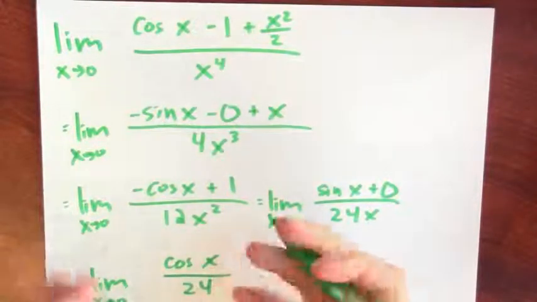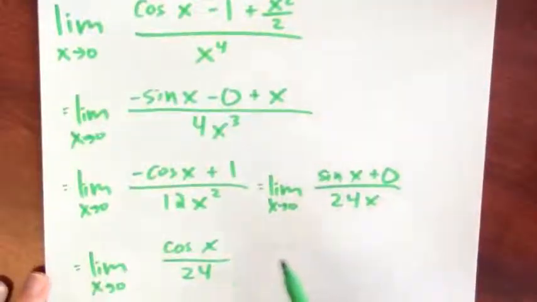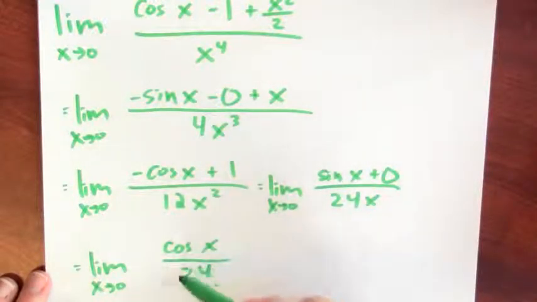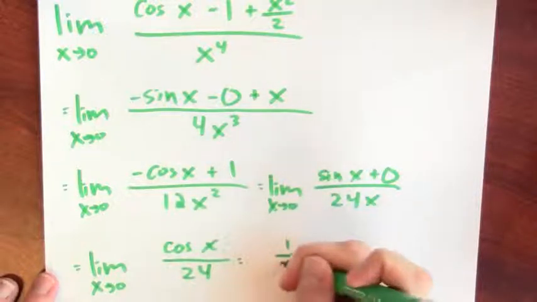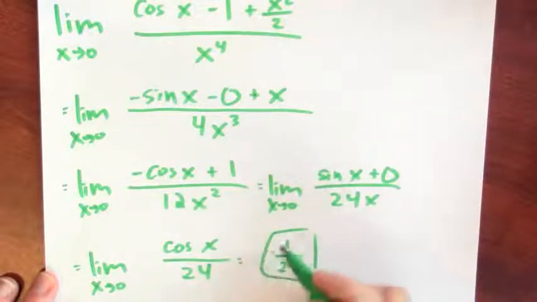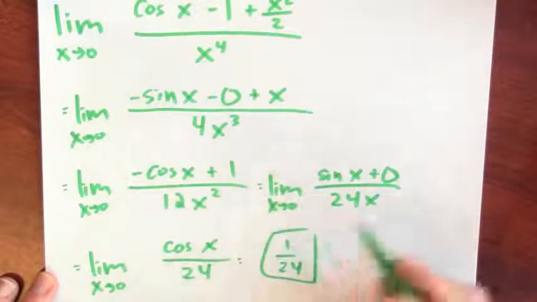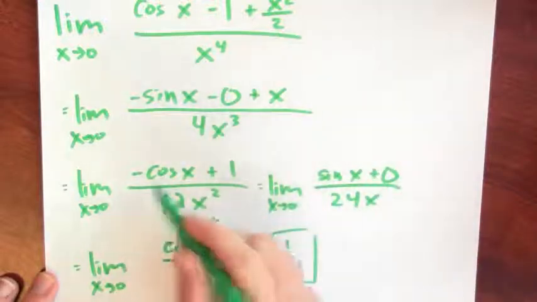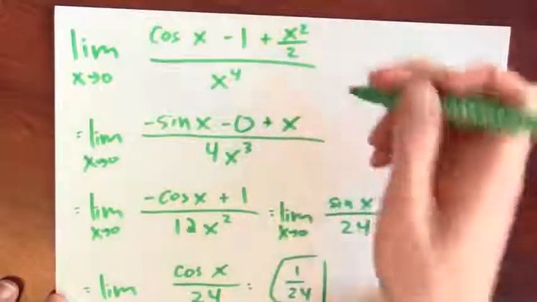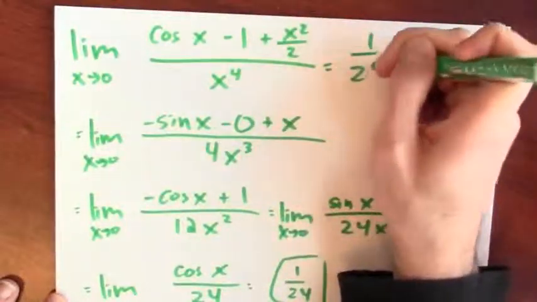It's just 24. And at last, I'm in a situation where it's not something going to 0 divided by something going to 0. Here, the limit of the numerator is 1 as x approaches 0, and the limit of the denominator is just the limit of a constant, which is 24, so this is 1/24. And because this limit exists, it means that this limit exists, which means this limit exists, which means this limit exists, which means this original limit is also 1/24.